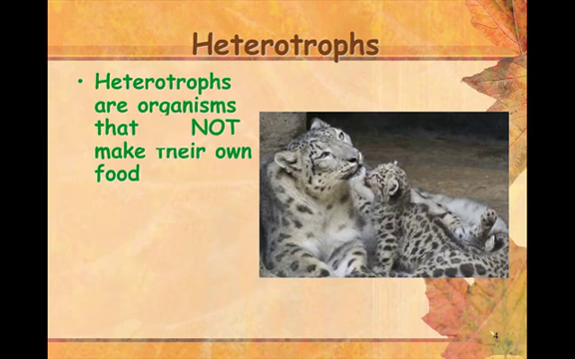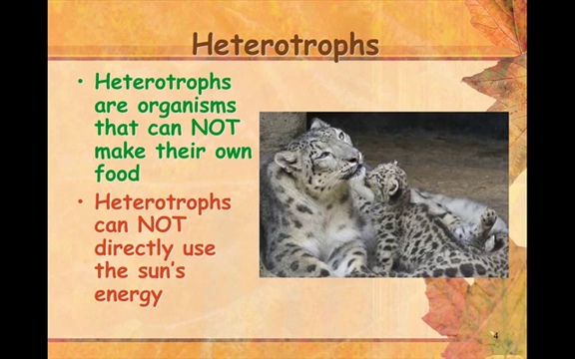Heterotrophs, on the other hand, are organisms that cannot make their own food, and we as humans fall into that particular category. Heterotrophs cannot directly use the sun's energy, which means that we have to ingest or eat food in order for us to have energy.